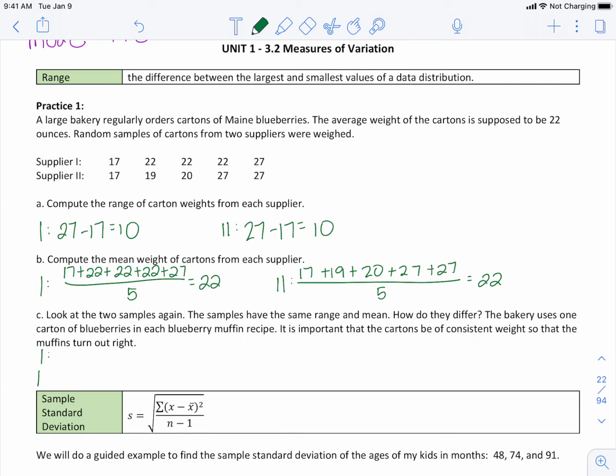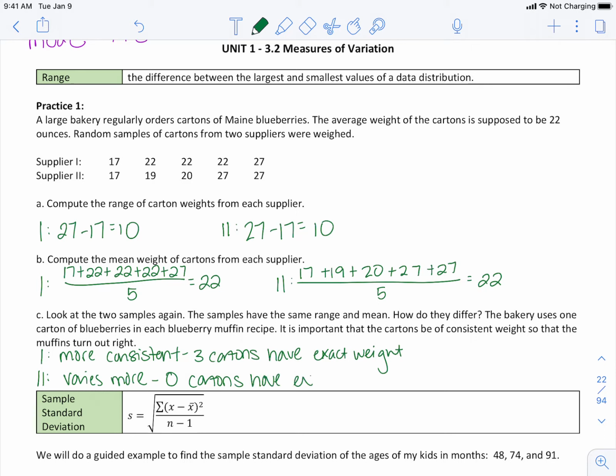So if we look at these and we try to compare them, from supplier 1, these are more consistent. We have 3 cartons that have the exact weight. Supplier 2, this varies more. There's 0 cartons that have the exact weight. So looking at this, we would probably want to choose supplier 1 so that way those muffins turn out right.